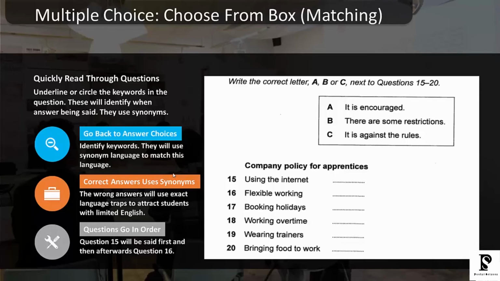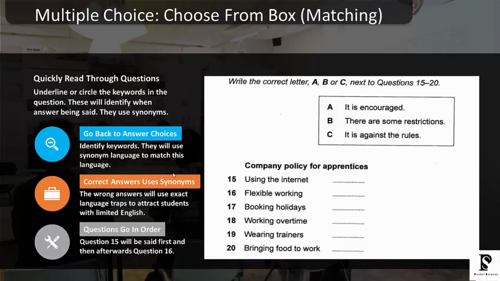Be aware they may use synonyms. They may not say booking holidays. They may say reserving a vacation, right? But it goes in order. They're not going to give number 19 and then give number 15. It goes in order. But you want to note the language in the answer choices and in the questions, so you recognize when they're giving that answer.